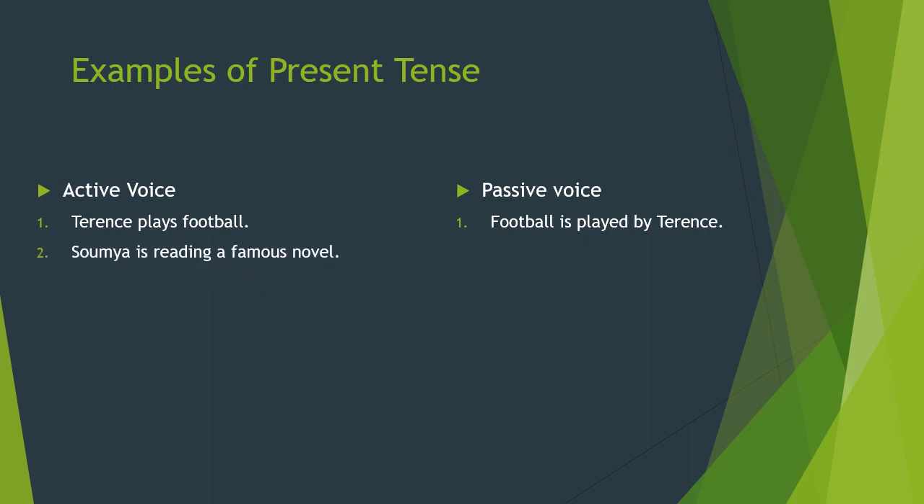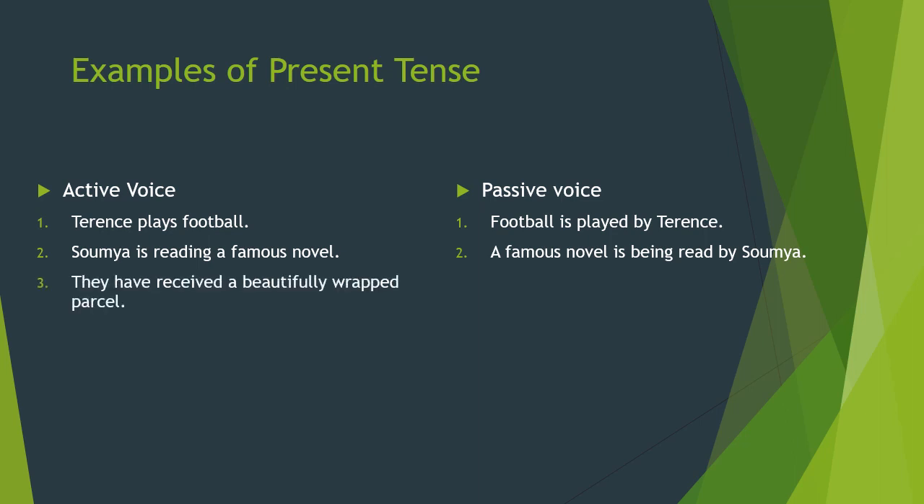Now the second sentence. Soumya is reading a famous novel. The subject is Soumya. The verb is reading. A famous novel is the object. The verb is reading, which is in present continuous tense. How will present continuous tense change in passive? To be form plus past participle. So since it is reading, it will change into is being read. And subject and object should be exchanged, so this passive voice will begin with a famous novel. So how will the answer become? A famous novel is being read by Soumya, since famous novel is a singular subject.